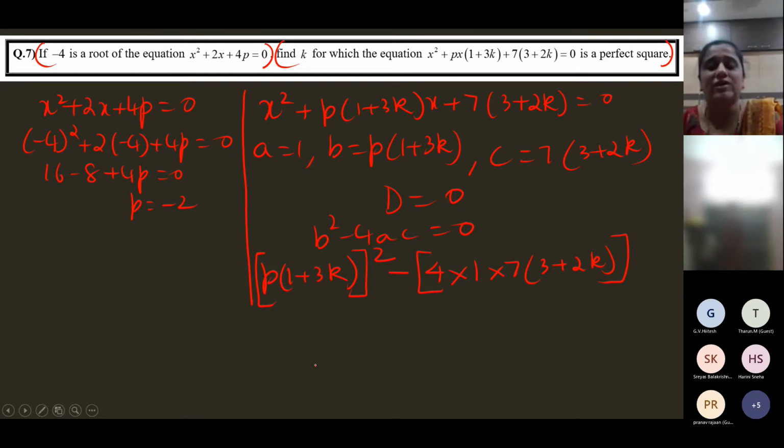Be careful while writing B square. Don't write P into 1 plus 3K square. The whole square minus 4AC is equal to 0. Completed. D is equal to 0. Now work this and tell me, I want it from you quickly. P square into 1 plus 3k whole square. Simplify and tell me. 2ab is what? 9k square. 2ab is?